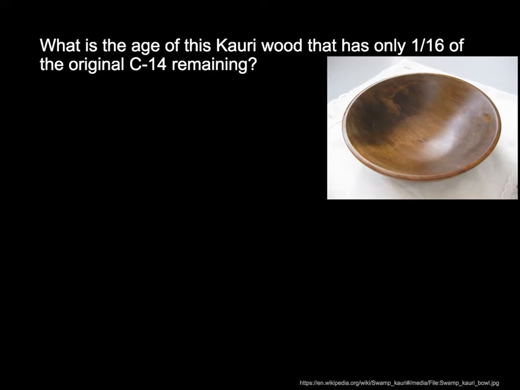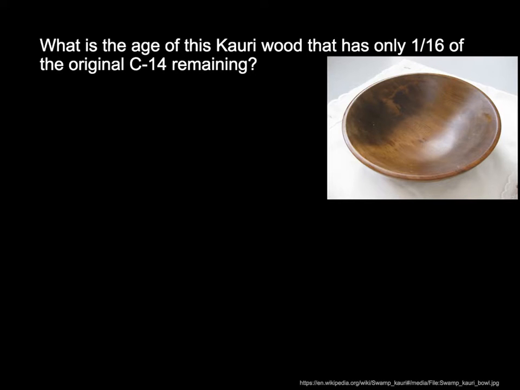Here we are working with a sample of kauri wood, and kauri wood is a wood type found in New Zealand that has been buried in bogs for up to 50,000 years and is still very much intact and is used for a number of different items if you're willing to pay for it, including this bowl you see here, or guitars and other things.